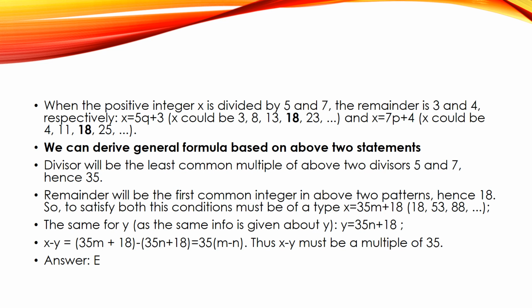We can derive a general formula based on the above two statements. The divisor will be the least common multiple of the above two divisors 5 and 7, hence 35. The remainder will be the first common integer in the above two patterns, hence 18. So, to satisfy both these conditions, x must be of the type x is equal to 35m plus 18. The same for y. x minus y is equal to 35m plus 18 minus 35n plus 18, which is equal to 35 into m minus n. Thus x minus y must be a multiple of 35.